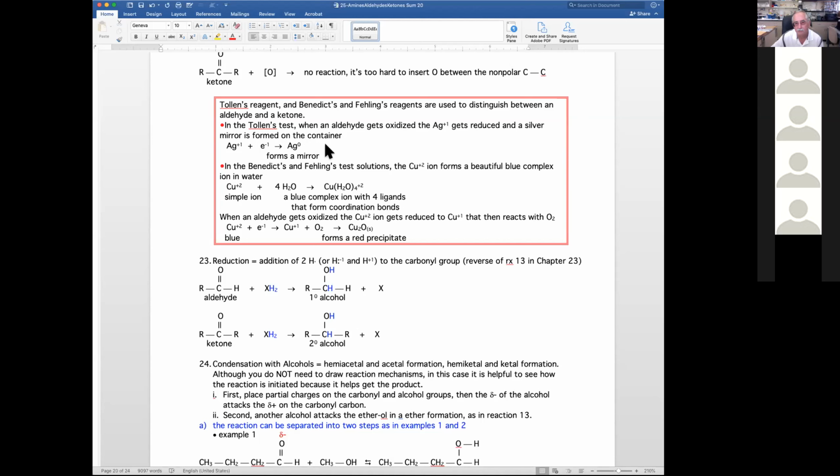It's like a real silver mirror. And I used to have students all the time ask, oh, can we have this? Can we take this home? I go, yep. Is it really silver? Yep.